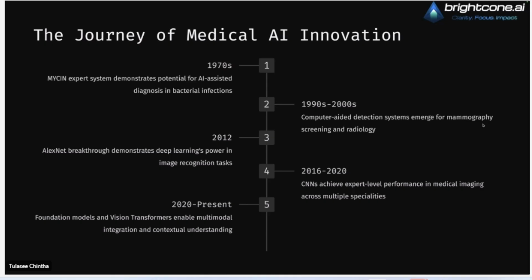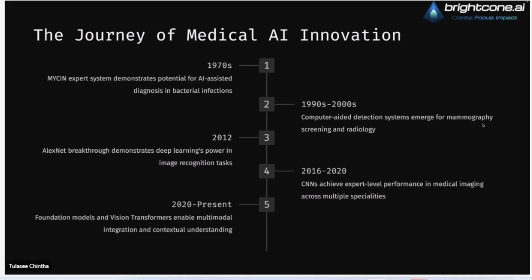Now coming to the next one, which is 2012. This is one of the revolutionizing parts of medical AI, because AlexNet changed everything. It is a deep neural network which began outperforming humans in pattern recognition. Humans are able to recognize some of the patterns, but this outperformed them.